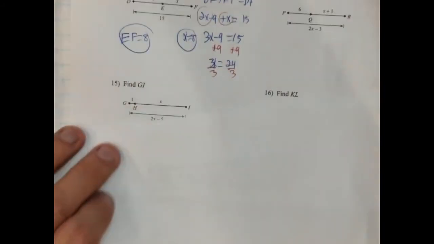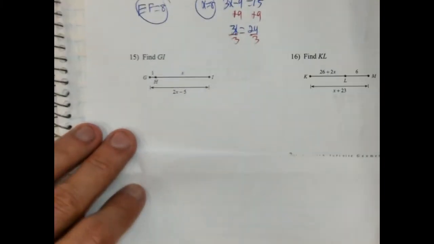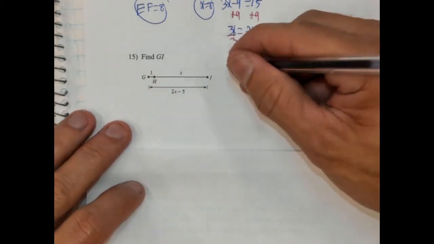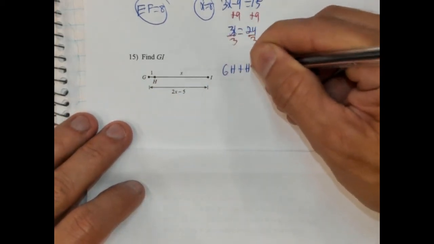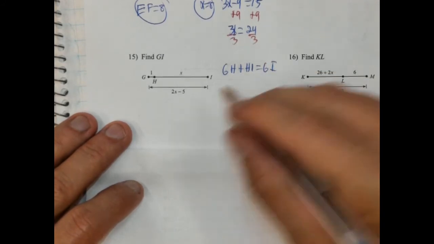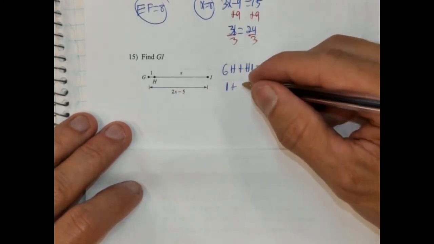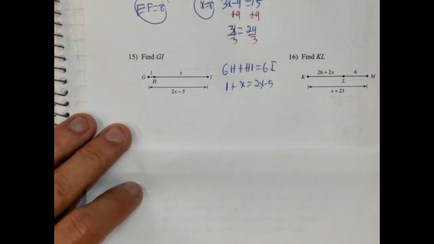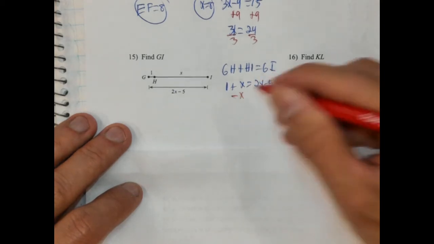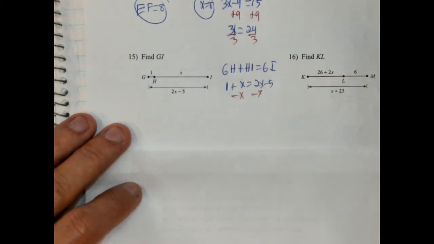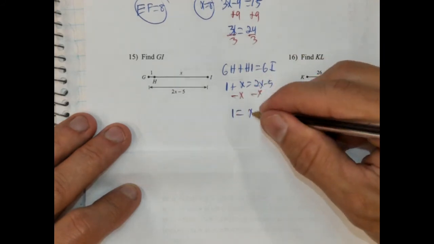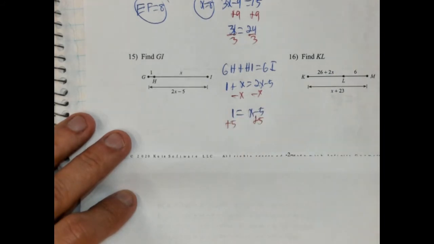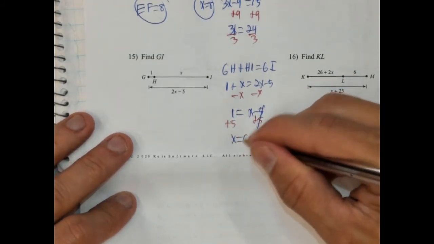Find GI. So GH, HI, GI. We're going to find the whole thing here. So GH plus HI equals GI. GH is 1, HI is x, and GI is 2x minus 5. We move the x over here because there are no like terms on the same side. So 1 will be equal to x minus 5, and then we add 5 to both sides, and x will be equal to 6.